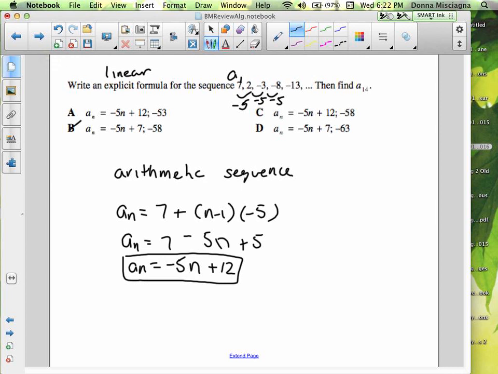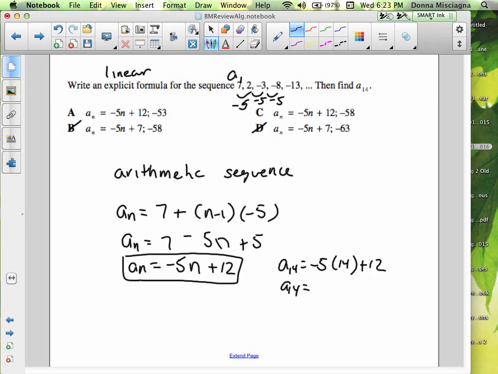So you can cross off b and you can cross off d. It's the wrong formula. So that is leaving us with a and c. They're identical. And so which one's the correct value? You just plug in. So we wanted a14. So a14 equals, and I can plug into either the arithmetic or the linear formula. I'll just plug into the linear. Negative 5 times 14 plus 12.